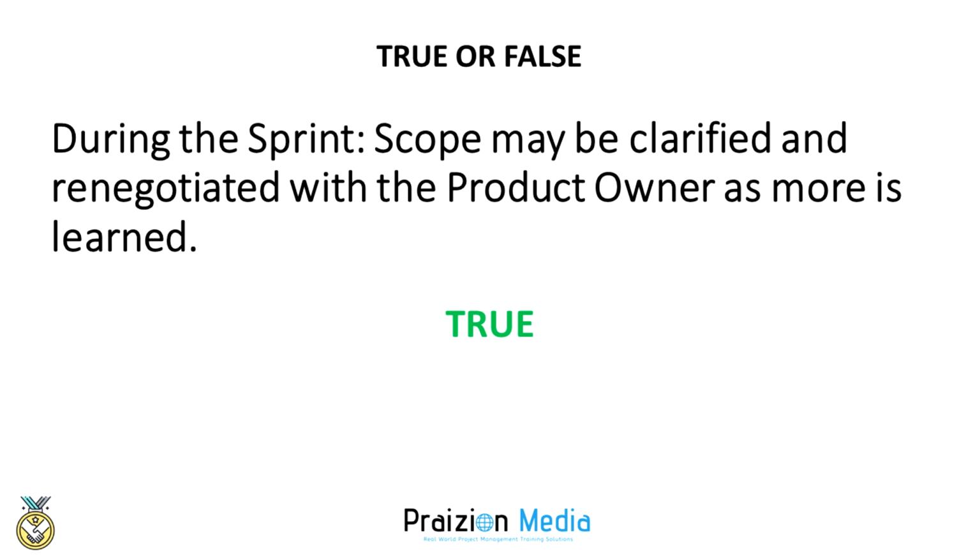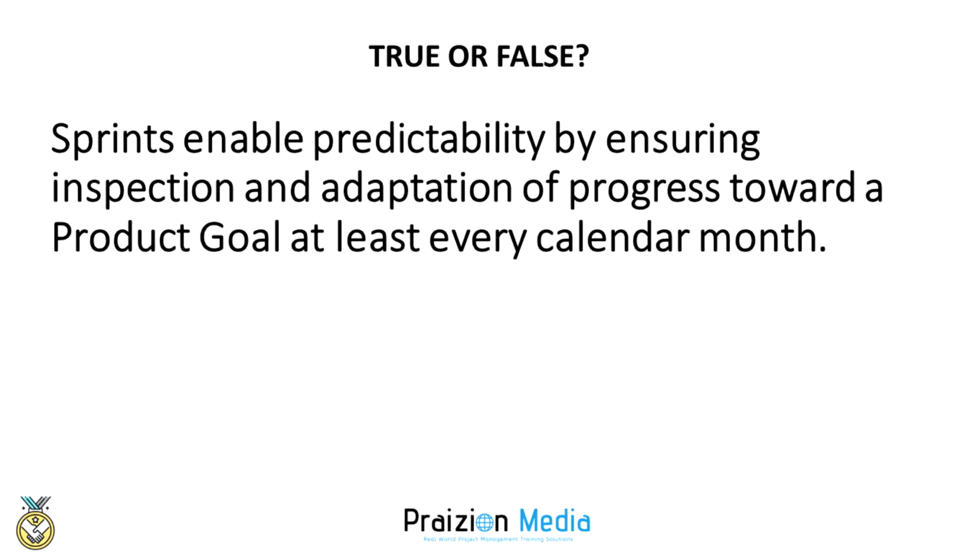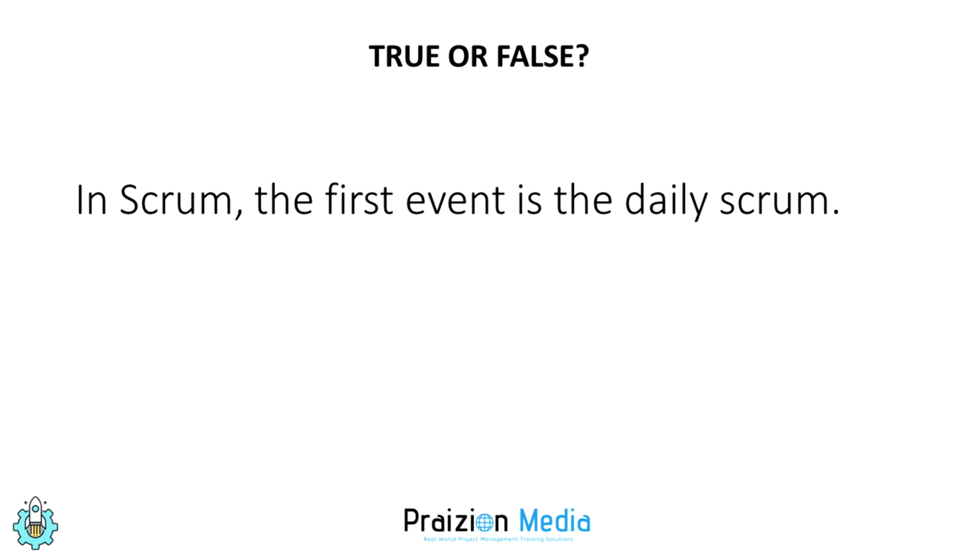True. Sprints enable predictability by ensuring inspection and adaptation of progress toward a product goal at least every calendar month. True. In Scrum, the first event is the Daily Scrum.